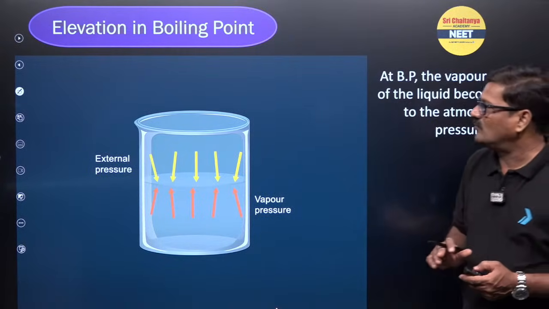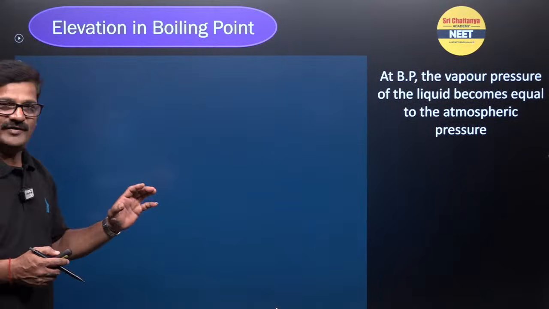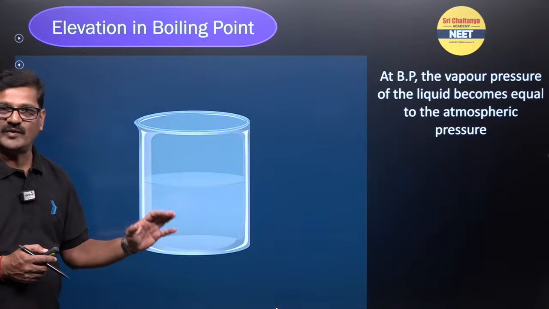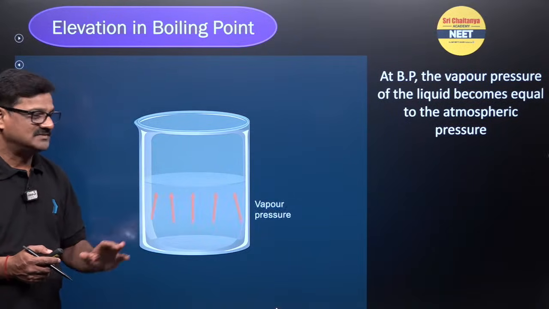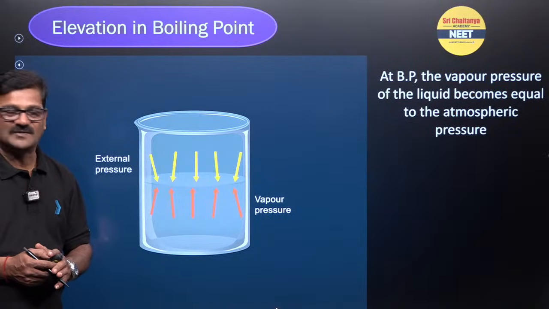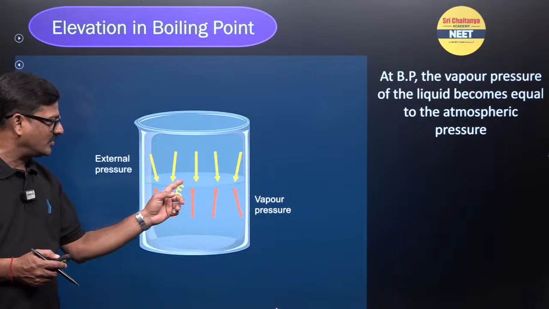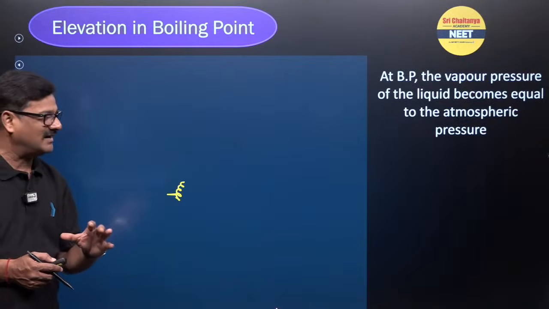Now, what is a boiling point? The temperature at which the vapor pressure is equal to atmospheric pressure. That is what is called the boiling point temperature. So vapor pressure and external pressure, so then only you are going to get bubbling in that.